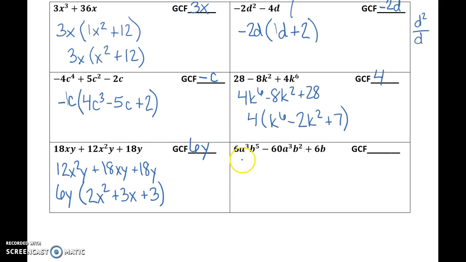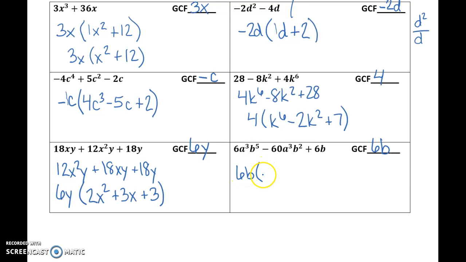One last one. Let's see, standard form, we would look for A's, A to the 3rd, A to the 3rd, and then next you look for B, so B to the 5th, B squared. This one is in standard form, so 6, 60, and 6 can all be divided by 6. This has 3 A's, this has 3 A's, this has no A's, so I cannot factor out an A. But B to the 5th, B squared, and B, they do all have a B in common, so I can also factor that. So you write 6B.